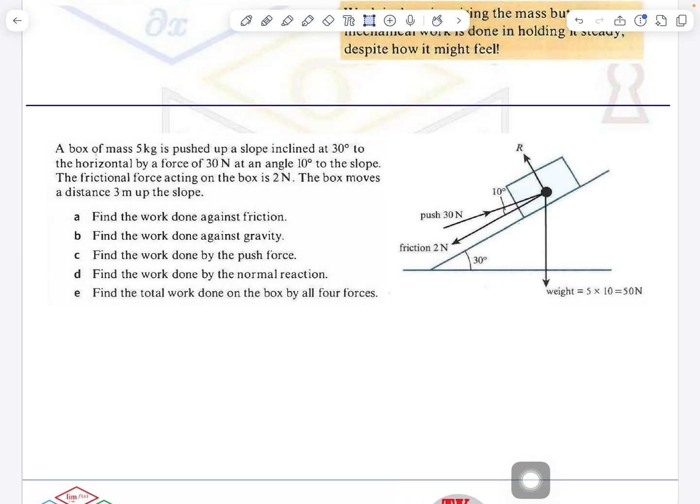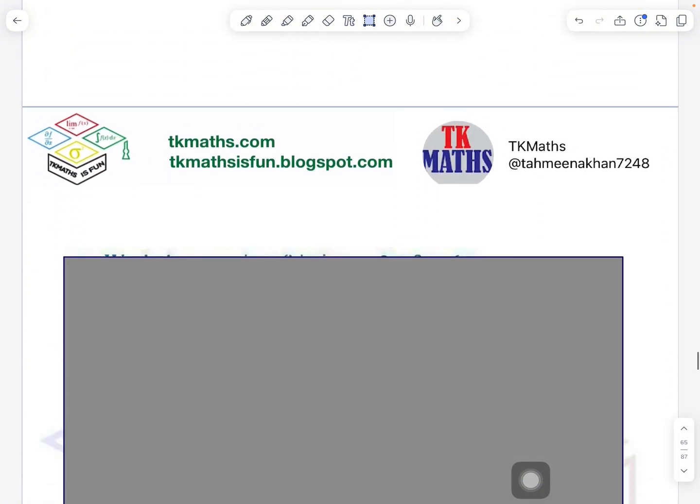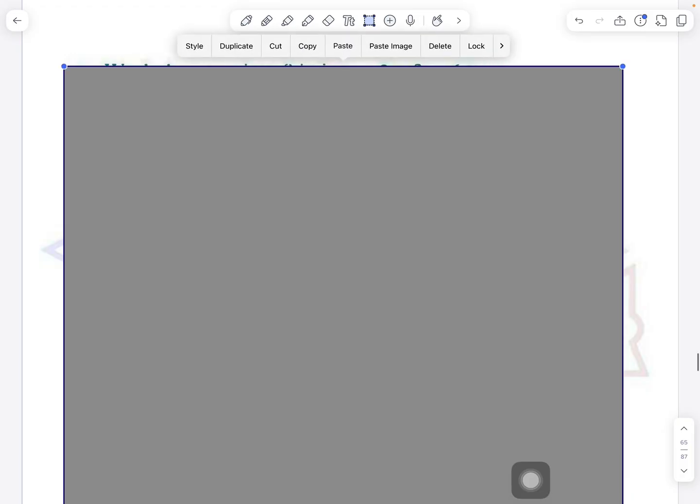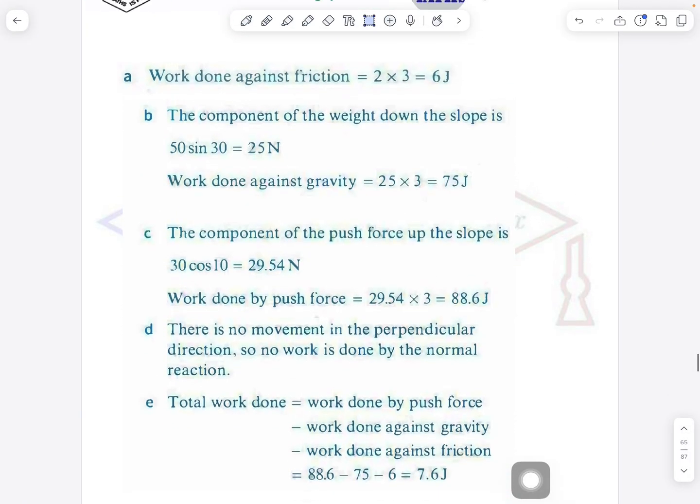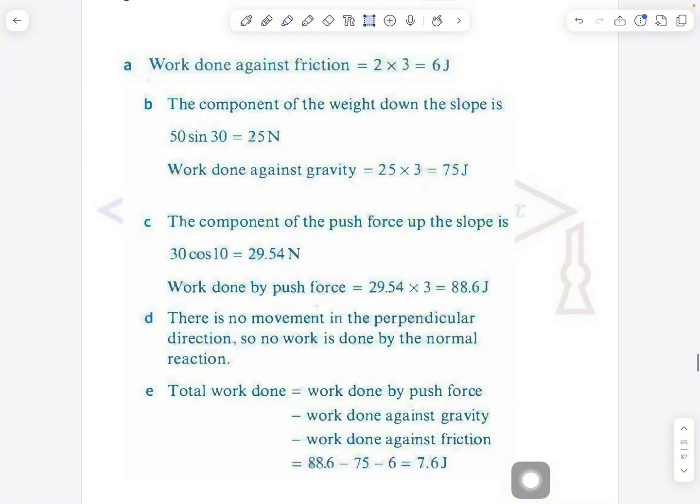Now let's see this second question. Again, take time, solve all the parts of it, and then I will show you the solution of it. Okay. So you can match your answer. I hope you have done it right.